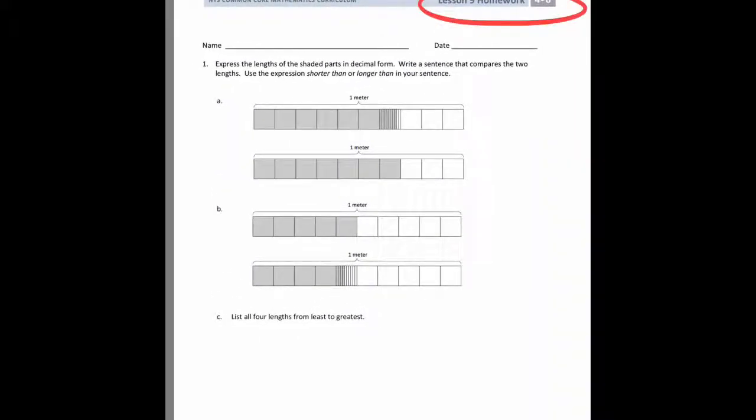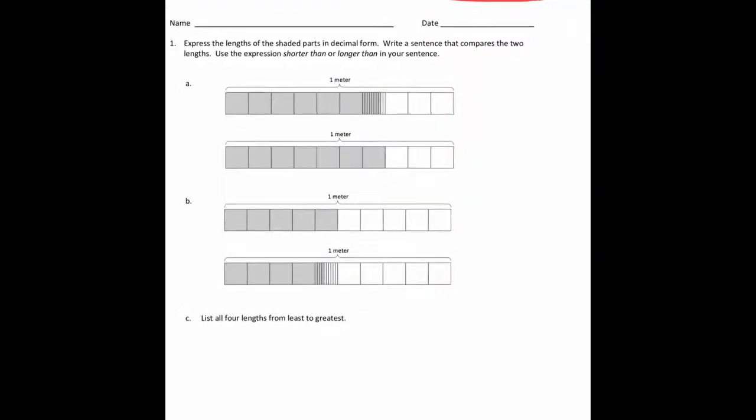And let's go ahead and start off with number 1. It says, express the lengths of the shaded parts in decimal form. Write a sentence that compares the two lengths. Use the expression shorter than or longer than in your sentence.